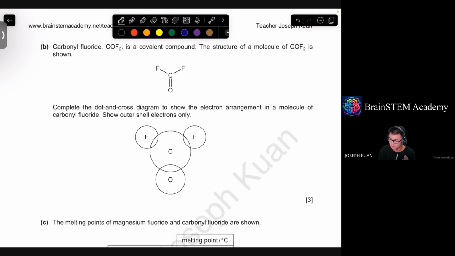Next question, carbonyl fluoride is a covalent compound. The structure of a molecule of this compound is shown. Complete the dot and cross diagram to show the electron arrangement in the molecule of this compound and show the outer shell electrons only. Now, based on your periodic table, fluorine is a group 7 element, carbon is a group 4 element, and oxygen is a group 6 element, which means that their valence electrons, or should I say, the number of electrons in the outer shell are 7, 4, and 6 respectively for these three elements.